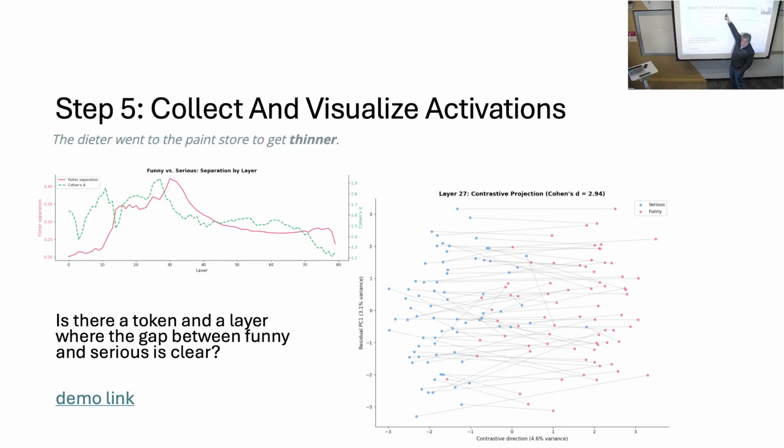But couldn't that just be because the answer is different? Oh yeah, this is after the answer. So after the answer, the answer is definitely different. So when it says the diner went to the paint store to get thinner, and then the diner went to the paint store to get paint, and so yes.